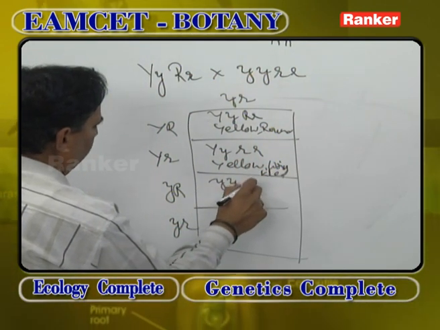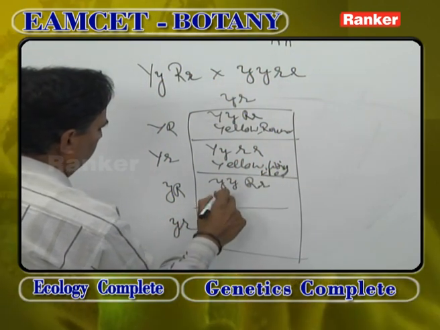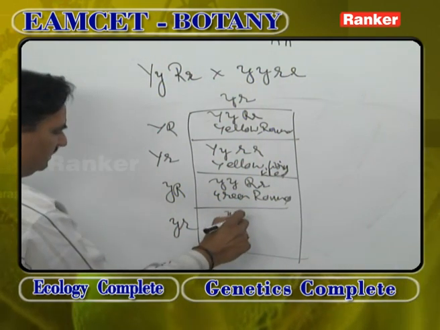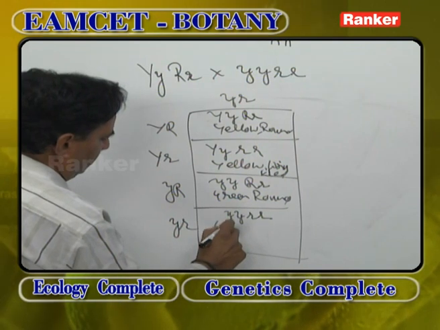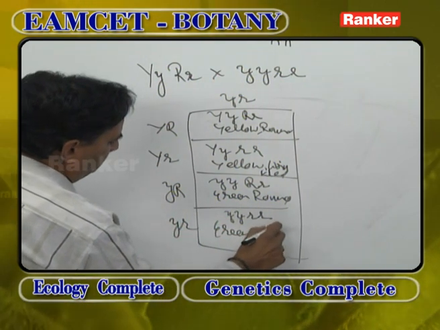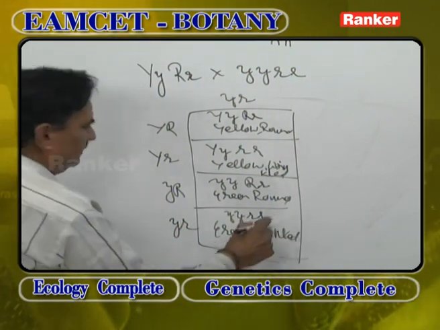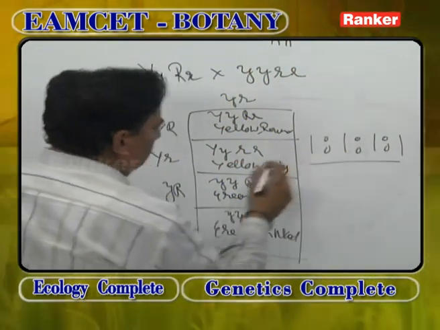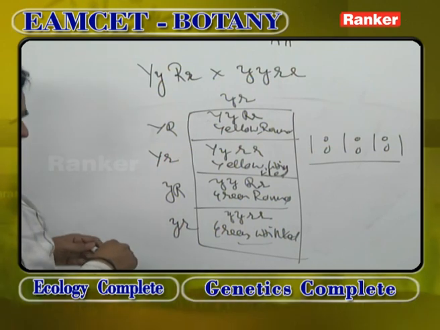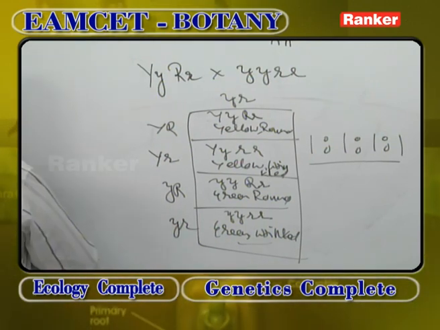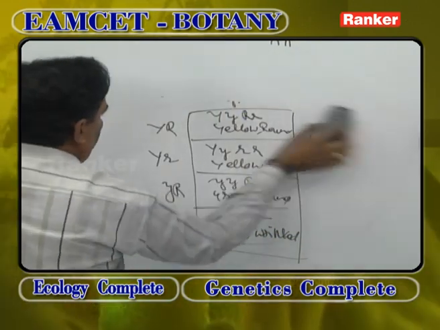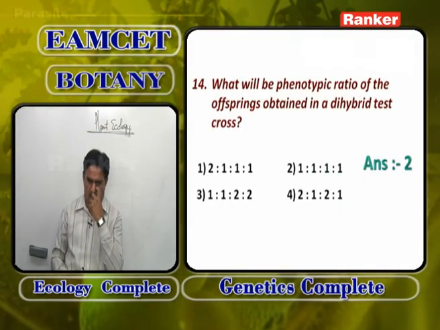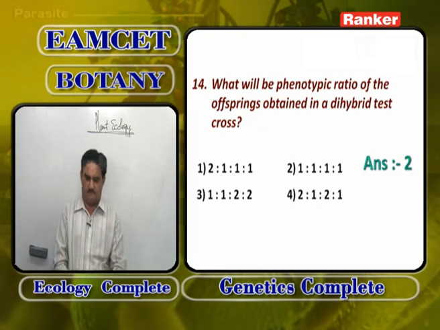Small y, capital R, small r, green round. Small y, small r, green wrinkled. So, in any dihybrid test cross, the ratio is 1:1:1:1. So, a dihybrid test cross always results in a ratio called 1:1:1:1. So, the answer is 2, 1:1:1:1.